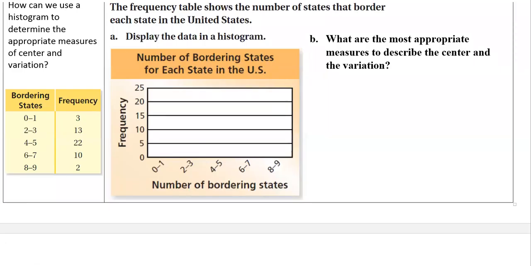Oh yeah, it's part 3 of 10.3 extension. Choosing appropriate measures. How can we use a histogram to determine the appropriate measures of center and variation?